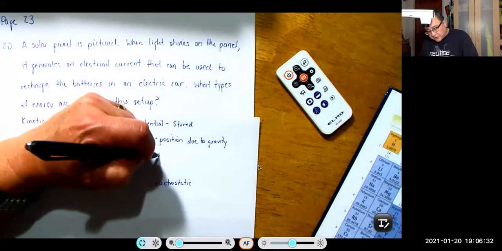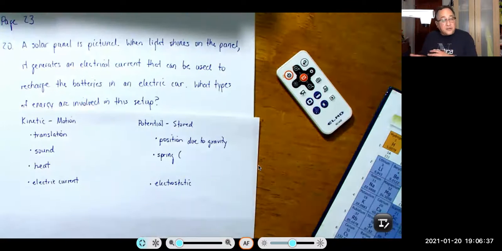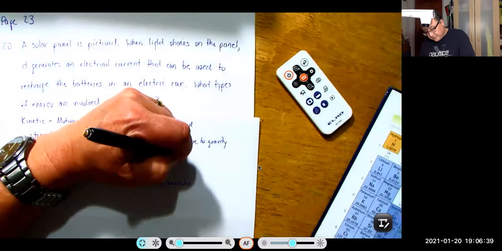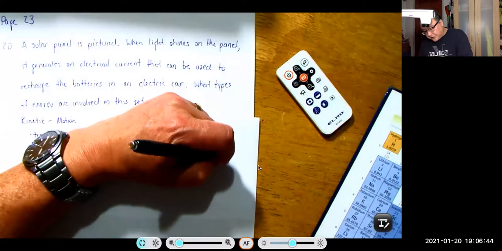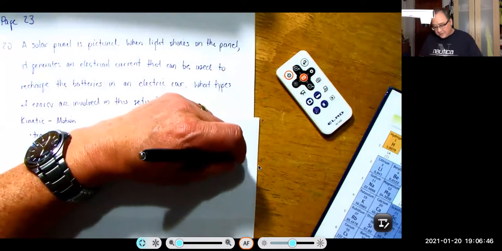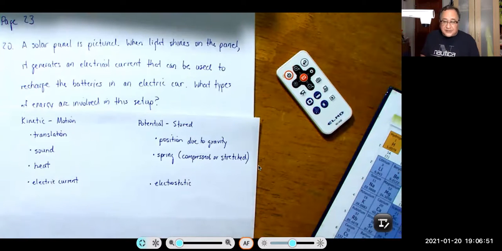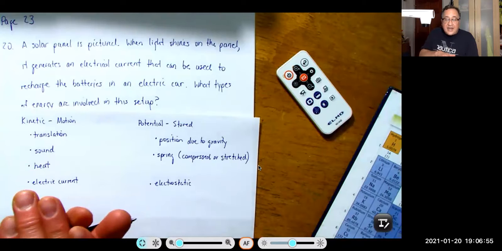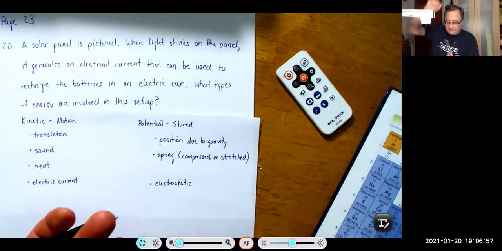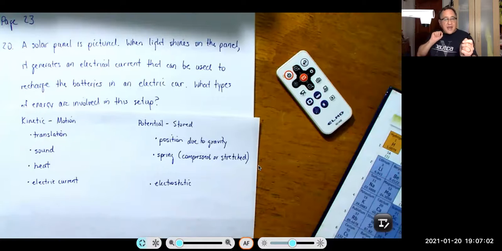There's also the spring. And when we talk about the spring, it could be either compressed or it could be stretched. They're both the same type of example. So a compressed spring would be like when you jump on a pogo stick and it compresses. When you get to the bottom of that compression, there's potential energy and immediately it shoves you back up into the air. Stretched would be like a rubber band. When you stretch out a rubber band and hold it, it's got potential.